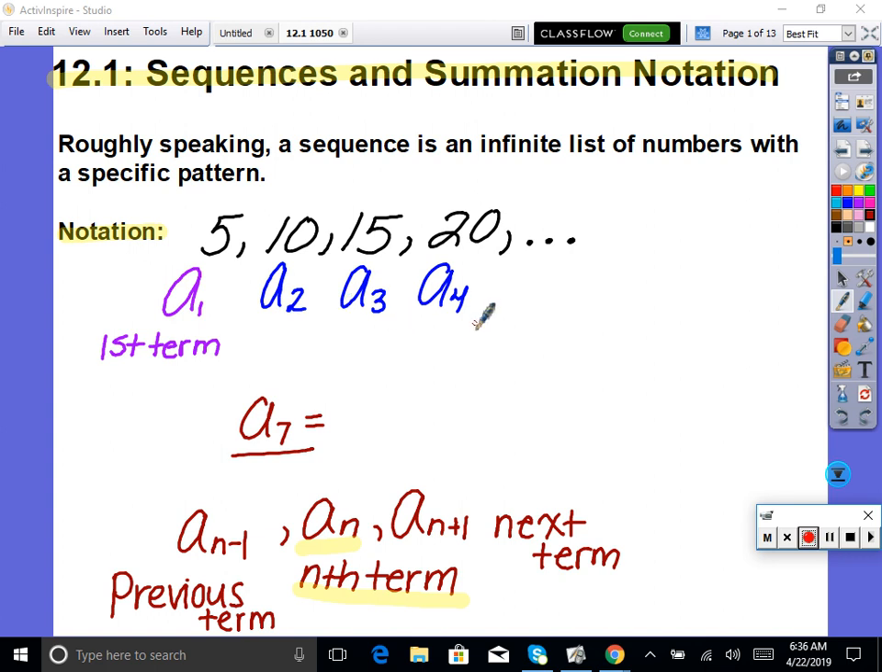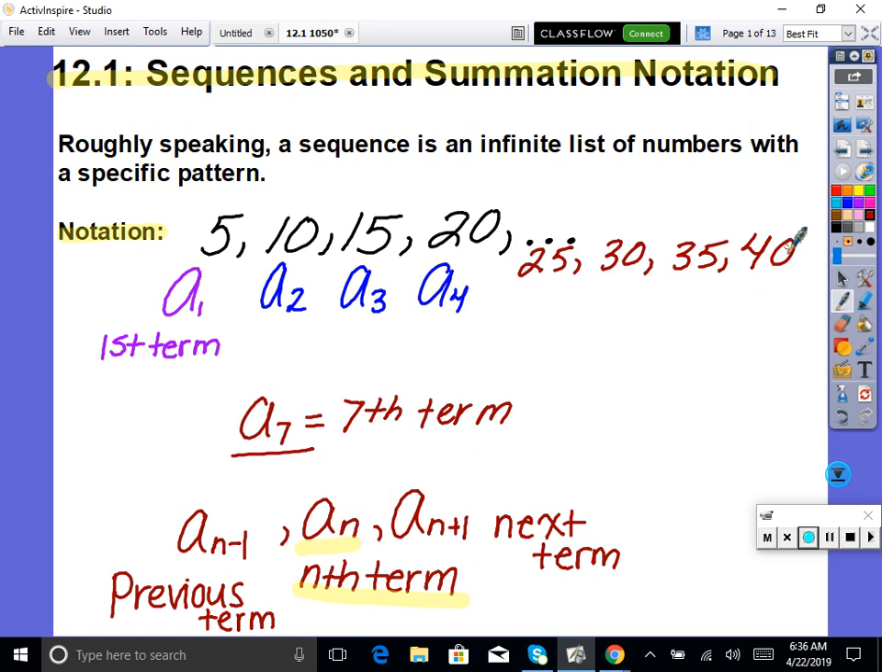So if I said to you, find a sub 7, I would be asking you to find the 7th term. That's like saying, what's the 7th term? So then you'd say, well, I've got to hurry and find that. So 20, 25, 30, 35, 40, let's see here, a sub 4, a sub 5, a sub 6, a sub 7. So a sub 7 is equal to 35.